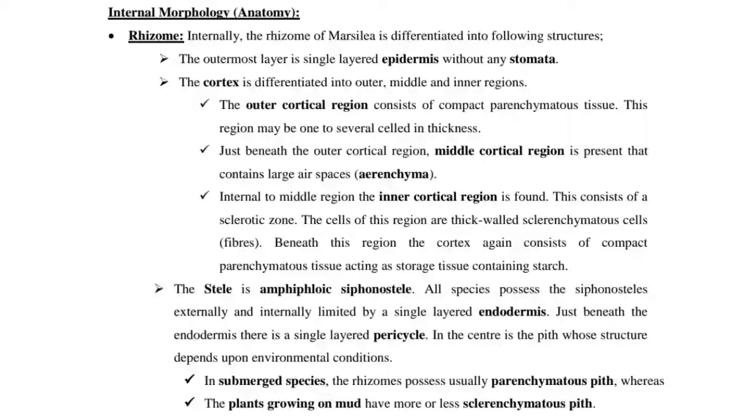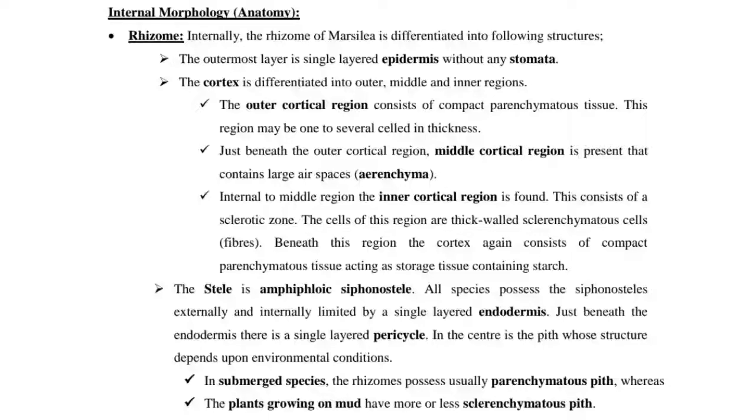Internal to the middle region, the inner cortical region is found. This consists of a sclerotic zone. The cells of this region are thick-walled sclerenchymatous cells, fibers. Beneath this region the cortex again consists of compact parenchymatous tissue acting as storage tissue containing starch. The stele is amphiphloic siphonostele.